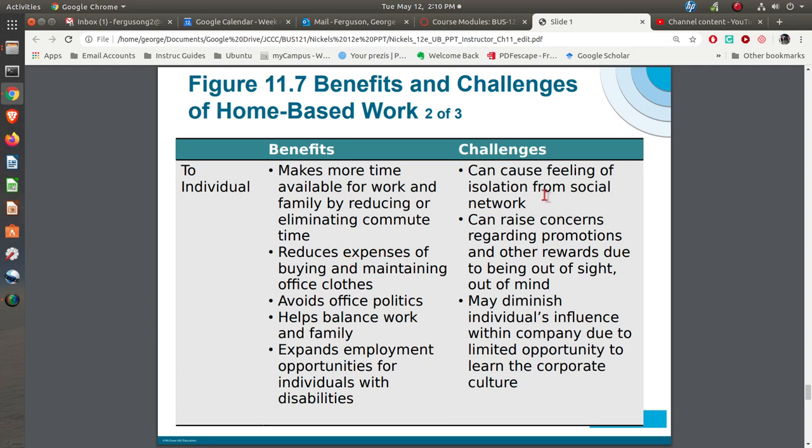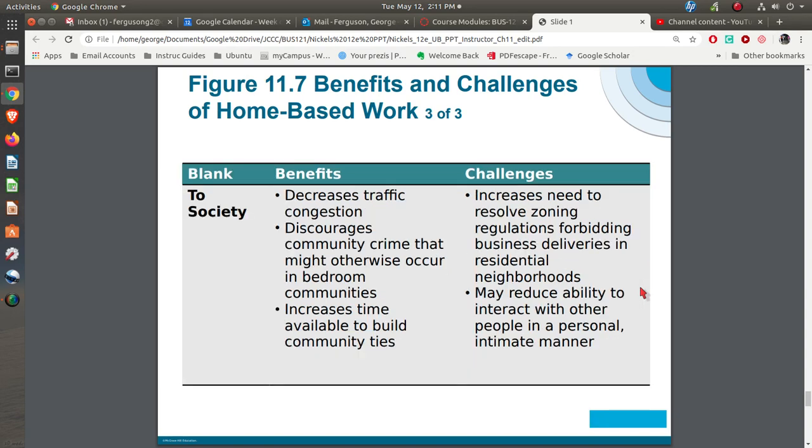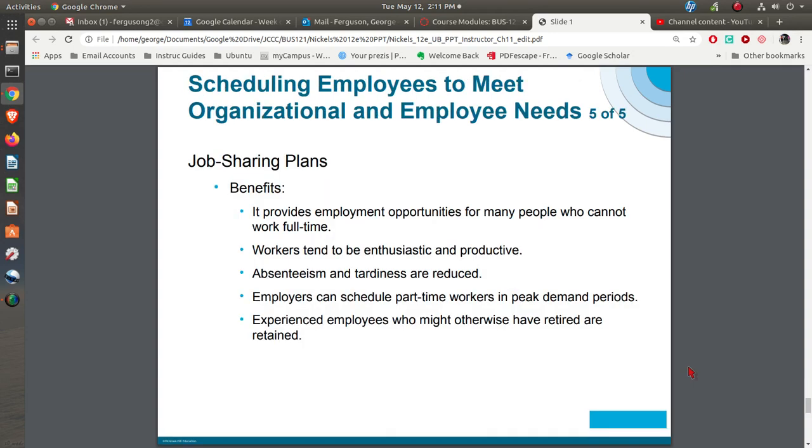Problem, downside, challenges: isolation. Many times out of sight, out of mind. In other words, promotions and things might pass them by because they're not around. To society, it decreases traffic. Good luck with that. It increases time to build community ties. Challenges: it may reduce the ability to interact with other people. So there are some positives and some negatives when it comes to working from home.